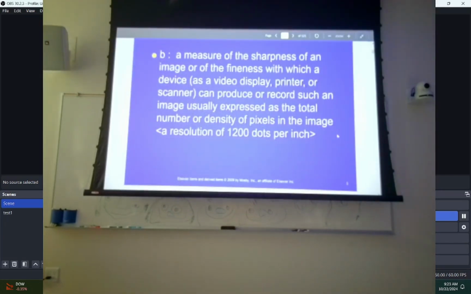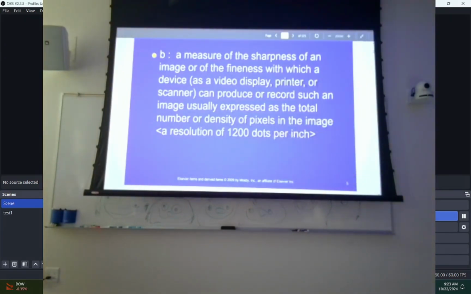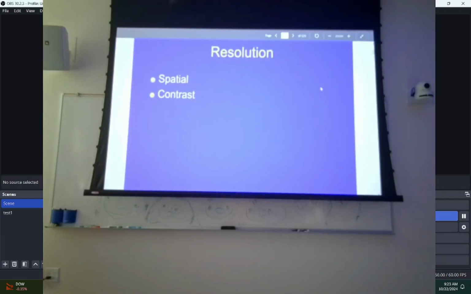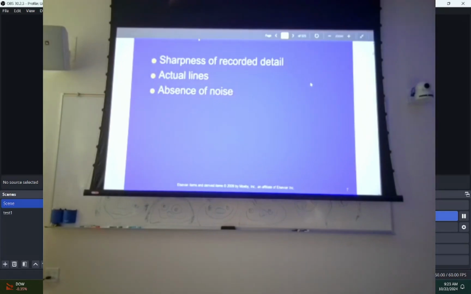Okay, so measure sharpness of the image or the fineness with which you can make out those small structures. So again, we've got spatial resolution, we've got contrast resolution. Spatial resolution is the sharpness of actual recorded detail. It's the actual lines, but it's also the absence of noise that would cover up those lines as well.